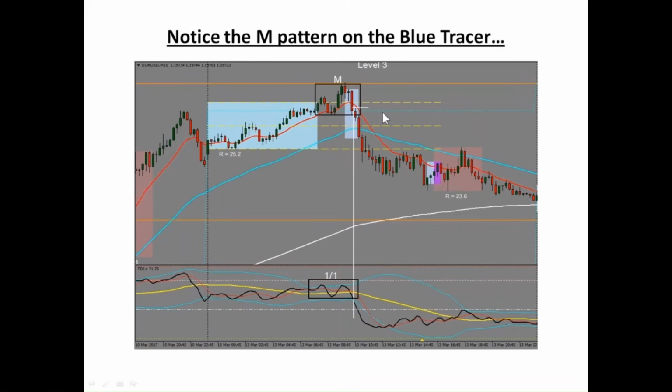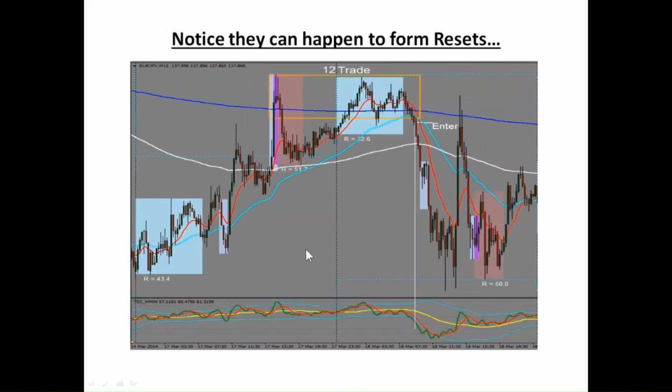Okay, so notice the blue tracer, notice the pattern right on the blue tracer. Notice the one leg out of the band, one leg in the band. The question: I missed this move. Well, we're going to cover that later on. That's the next move. Okay, we know it's coming. That's the best part. Okay, notice they can happen to form resets.